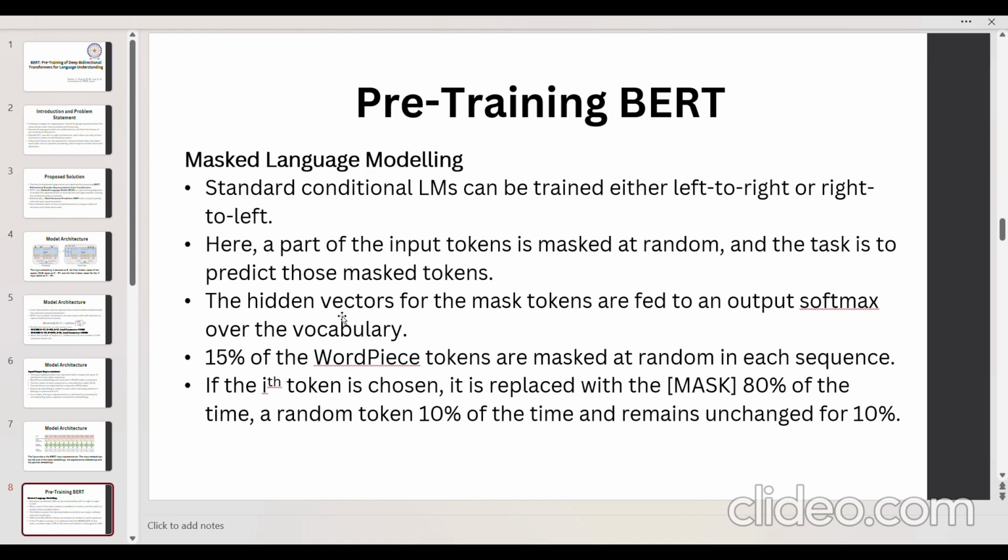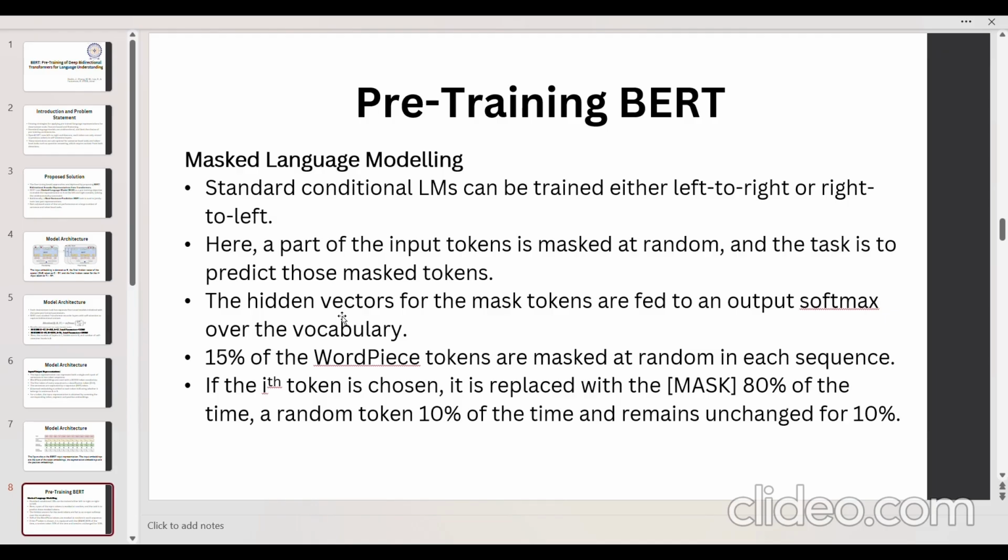A standard conditional language model can only be trained left to right or right to left, in one direction. If it were trained bidirectionally, each word could indirectly see itself and pay attention to itself. So the model could essentially predict the target in a multi-layered context without any loss, which would not allow the model to train properly.